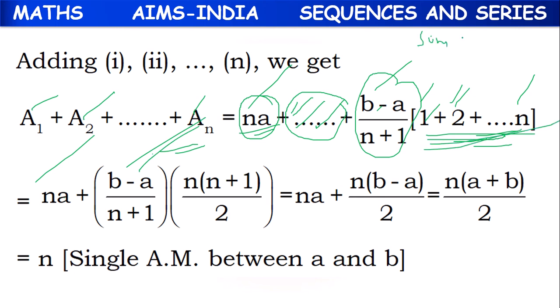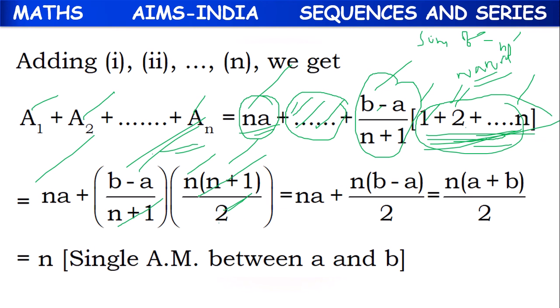This is in the form of sum of n natural numbers, whose formula is given by n into (n plus 1) by 2. Direct we have the formula n into (n plus 1) by 2. Now n plus 1 gets cancelled. So NA plus n into (b minus a) by 2. We will get this formula.